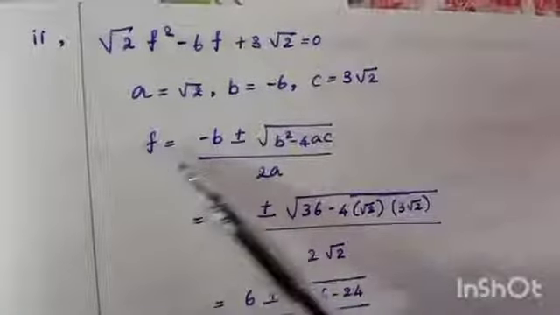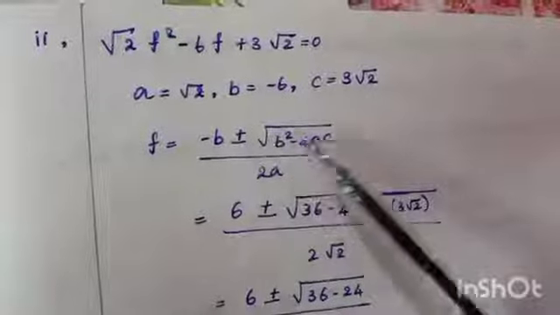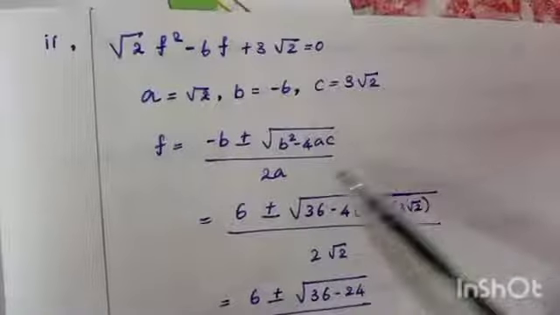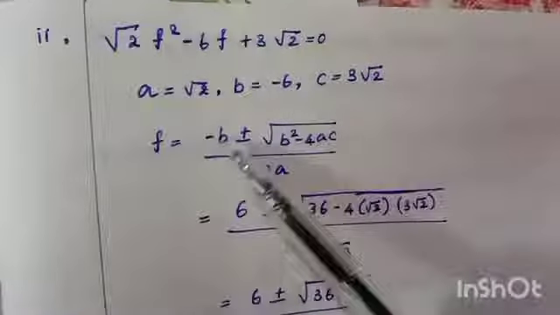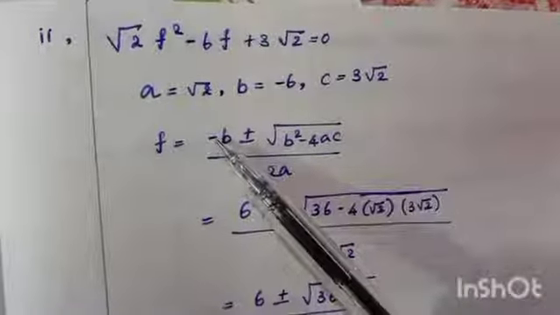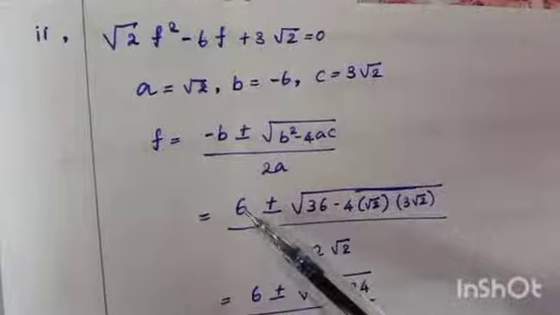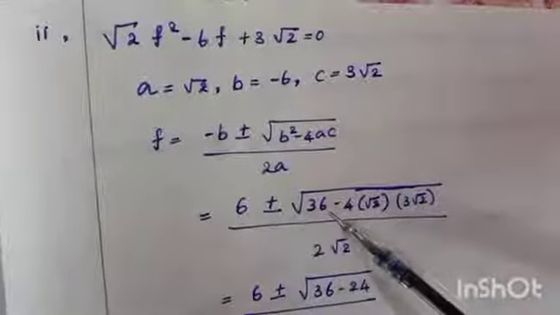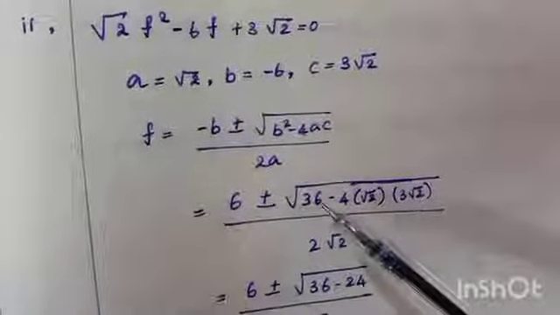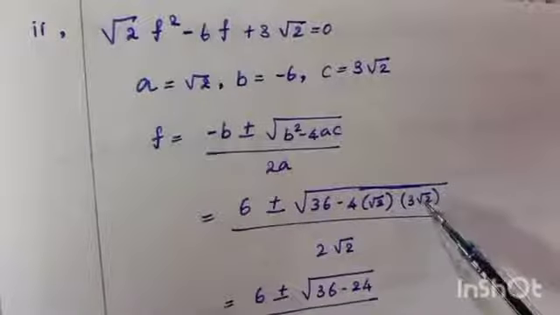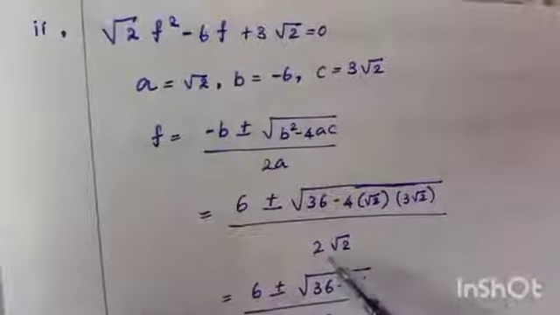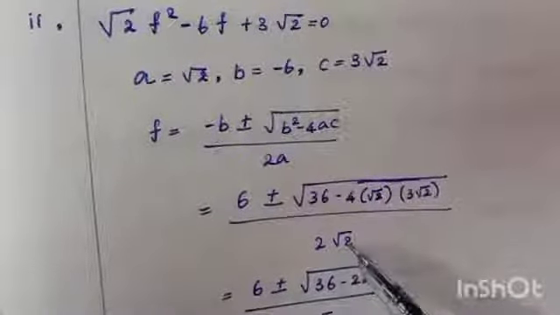We have to use f is equal to minus b plus or minus square root of b square minus 4ac, whole divided by 2a. So b value is minus 6. Already in the formula we have one minus, so it becomes 6 plus or minus square root of minus 6 whole square, 36, minus 4 into a value root 2, c value 3 into root 2, whole divided by 2 into a value, which is root 2.